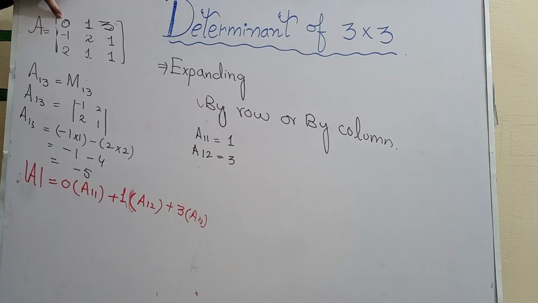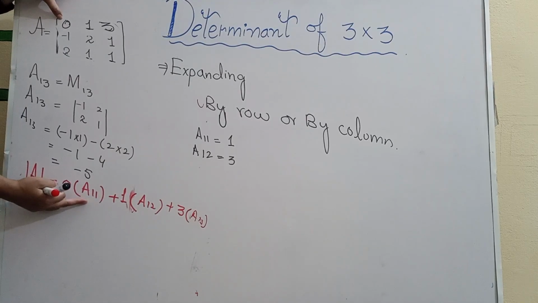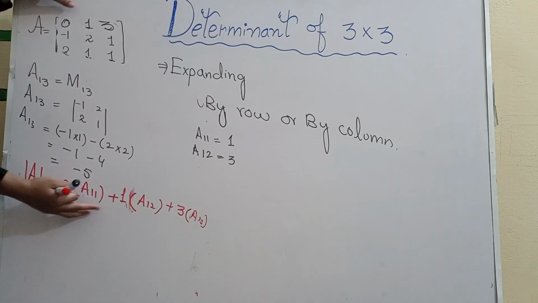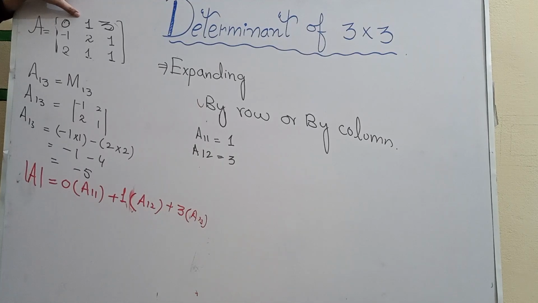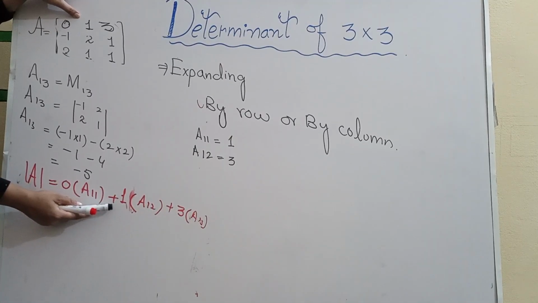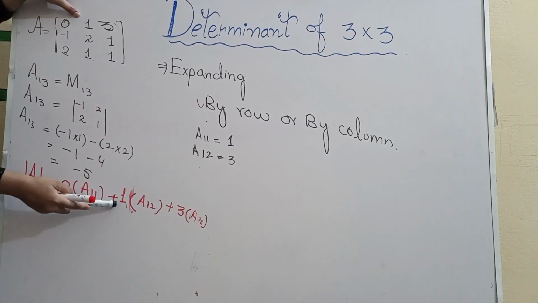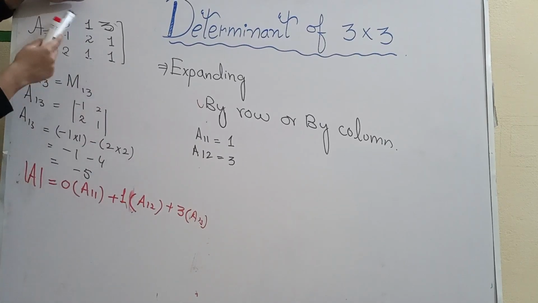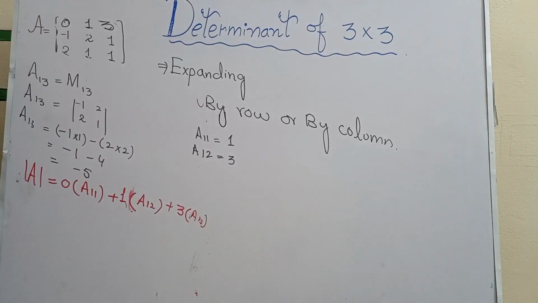So here we already calculated the cofactors, but with these cofactors we are going to multiply the original numbers. For the first number we have written the number, then we multiply it with its cofactor, along with its sign. Then we have written plus, there is a number +1, so I have written +1, then the cofactor of this number, and then +3, the cofactor of its number.